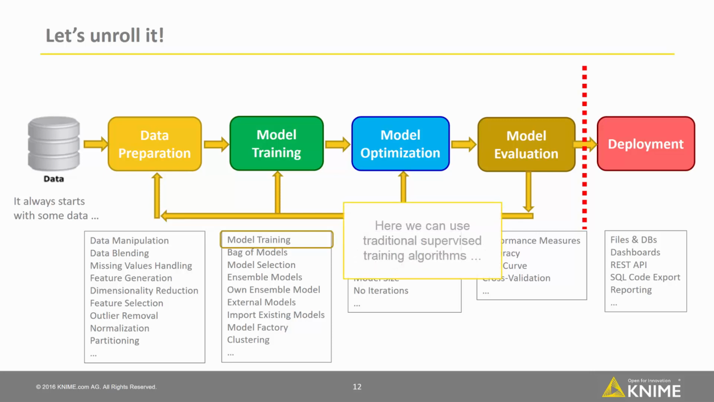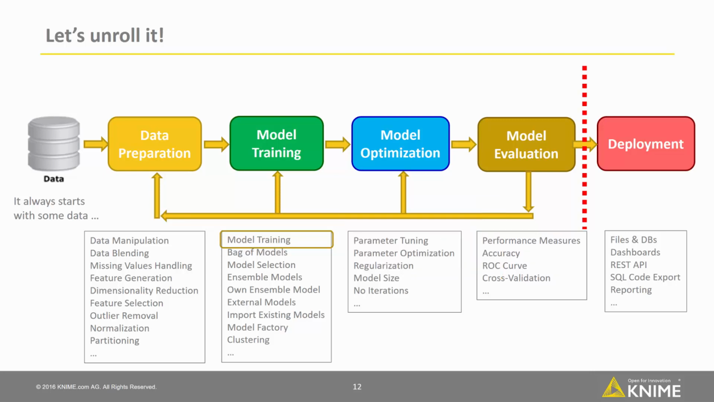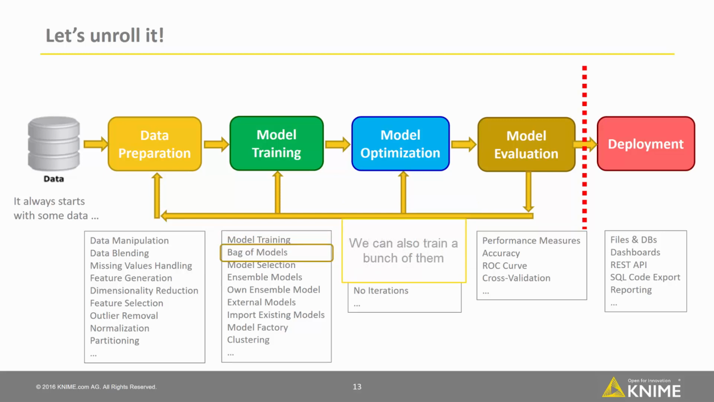Here we can use traditional supervised training algorithms like neural networks or decision trees or naive Bayes or some clustering techniques. If we are not sure of which algorithms will perform best, we can train a bunch of them. That would be a bag of models. And then we compare the results and we choose the best performing model. This is how it used to be traditionally done.